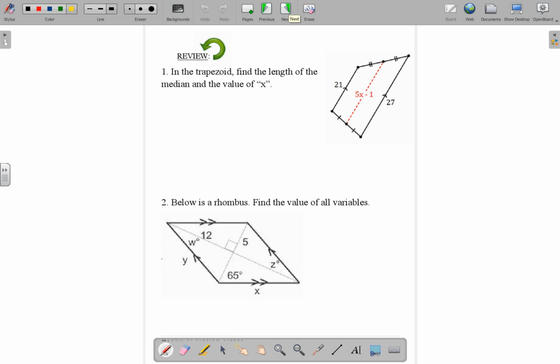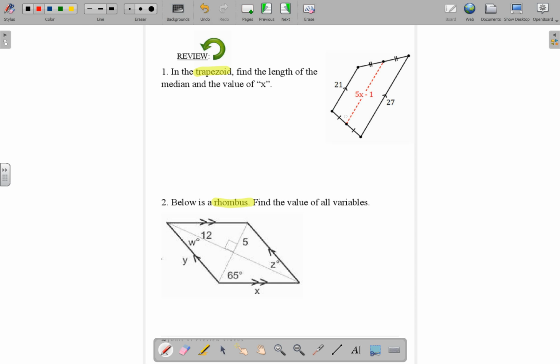Here's a quick review for you, one dealing with trapezoids, one dealing with a rhombus. Go ahead and do these two problems. Pause the video, do your own work, then restart. Welcome back. Let's see how you did.